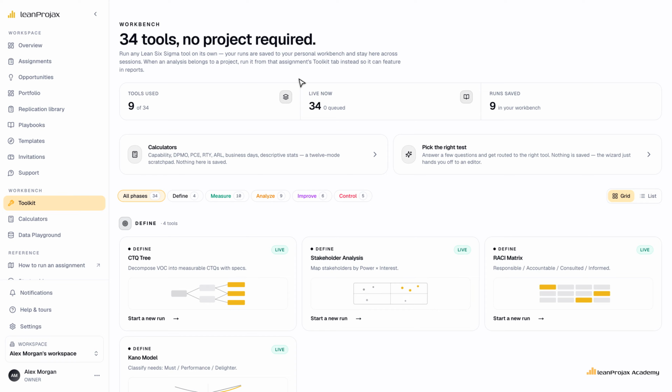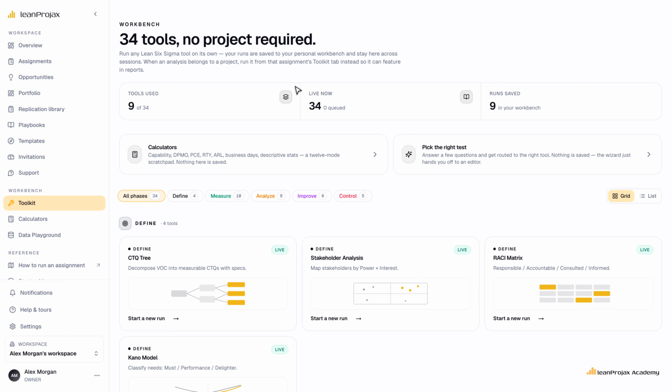When an analysis belongs to a project, run it from that assignment's Toolkit tab instead, so it can feature in reports. That's the entire distinction. The same 34 tools, 2 different homes. Inside a project, a run can be pinned to the executive summary and the PDF. In the workbench, it's just yours, a scratch space for analysis that doesn't belong to anything yet.